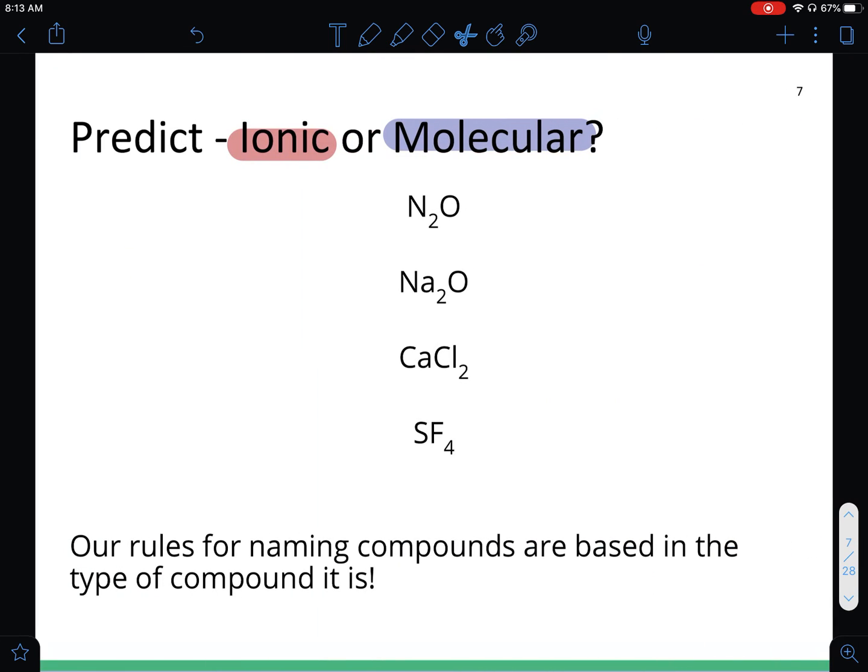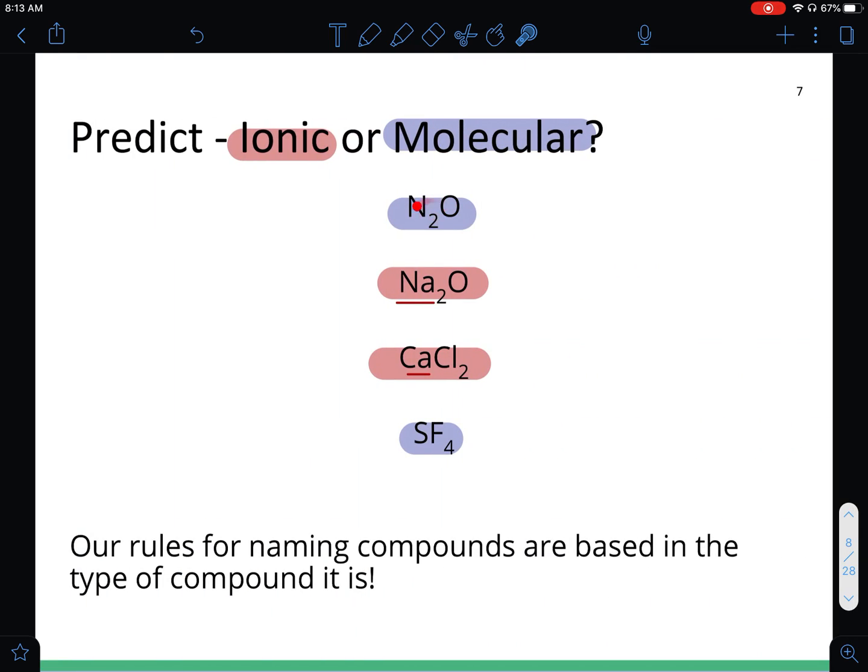All right, let's make some predictions. So I'd like you guys to pause the video and predict if you think that each of these compounds is either ionic or molecular. When you are ready for the answers, press play. All right, let's check your work.